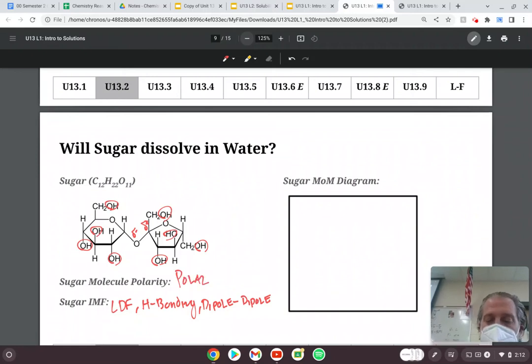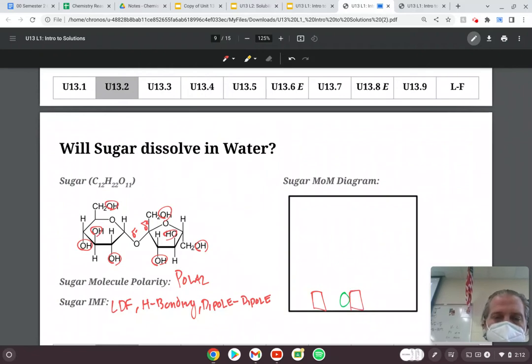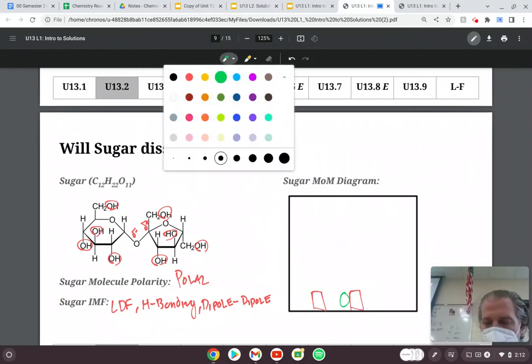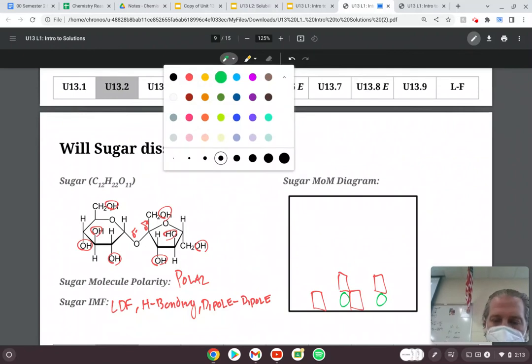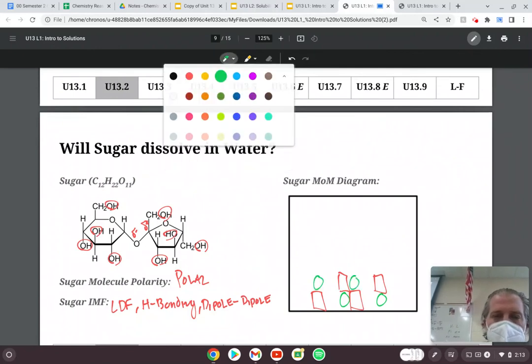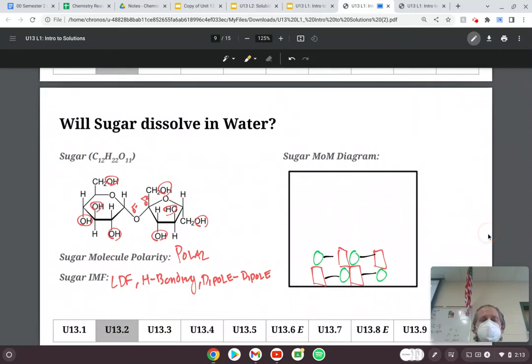Okay. And then if we were to draw this, it might look something like this, if we were to do a model of matter diagram of this. Right, organized, touching, all those things. So far, so good. So then let's talk about water.